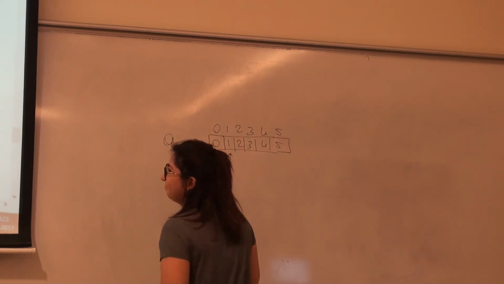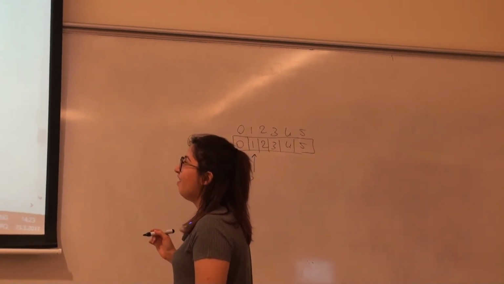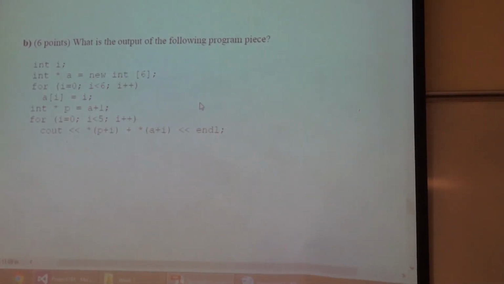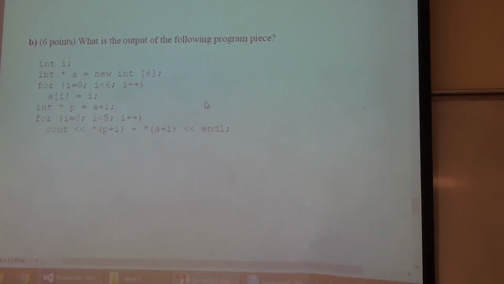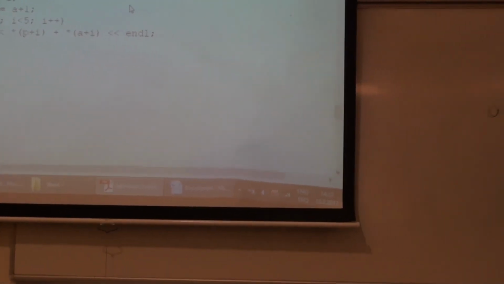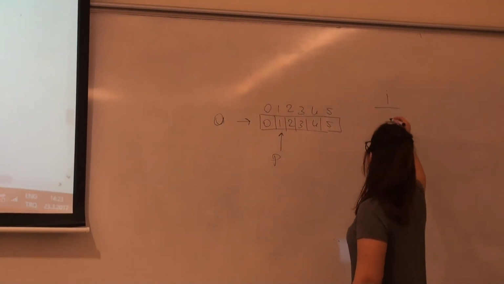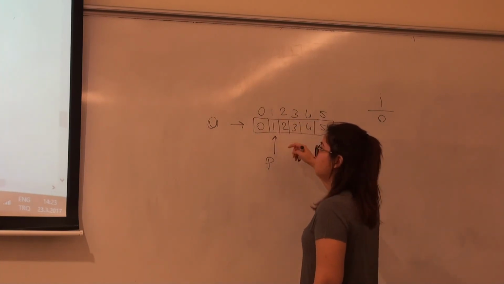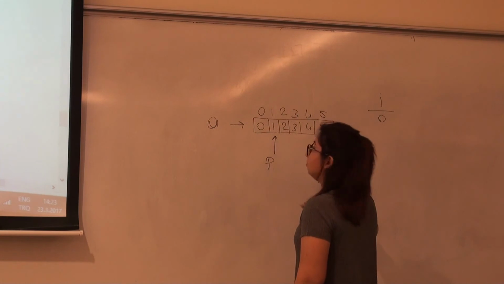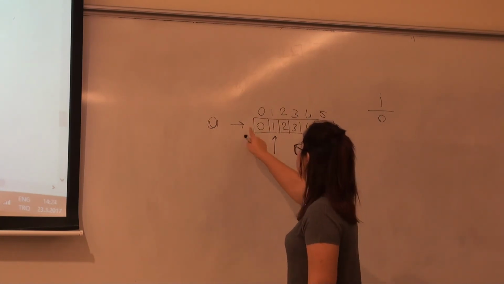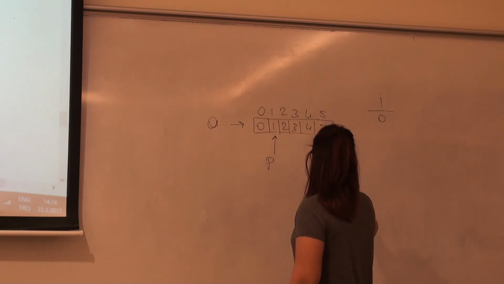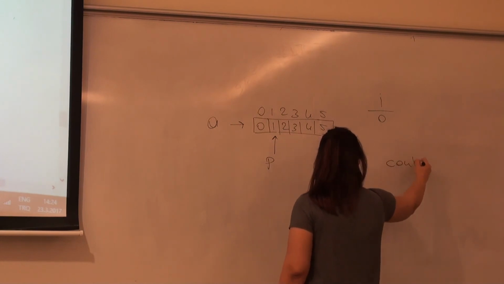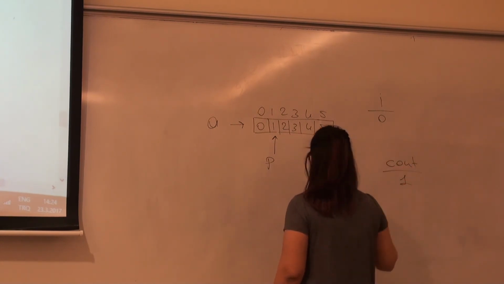I'm confused. No, you're right. You are going the right direction. Okay, P plus I. P plus 0 is... Why did you define a variable I? Initially this is 0. So P plus 0 is 1, and A plus I is how much? A plus 0 is 0. 0 plus 1. Okay, so cout is 1. You can write an output, cout. Okay, this is 1. Very nice.